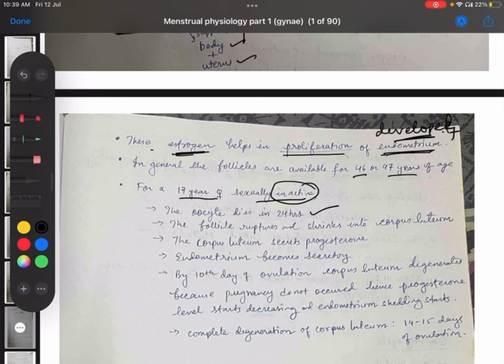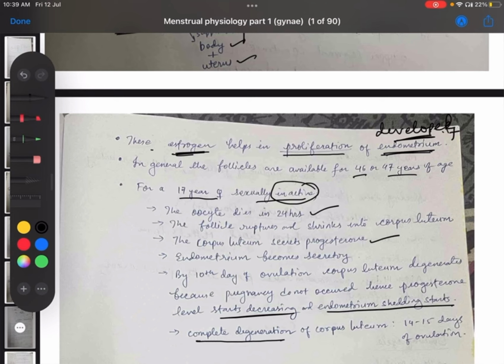The follicle ruptures and shrinks into the corpus luteum. The corpus luteum secretes progesterone. The endometrium becomes secretory, and by the 10th day of the ovulation, the corpus luteum degenerates if pregnancy doesn't occur. Because pregnancy does not occur, progesterone levels start decreasing. This is very natural because the corpus luteum is degenerating, so there is no one to control the progesterone anymore. And the endometrium shedding starts. Why? Because progesterone is no more there.